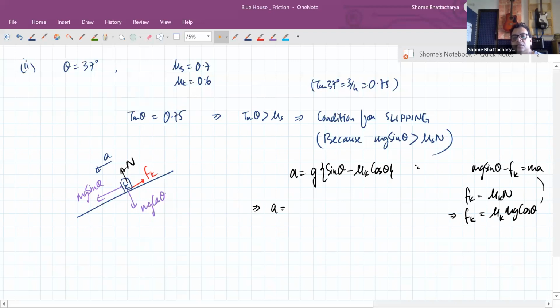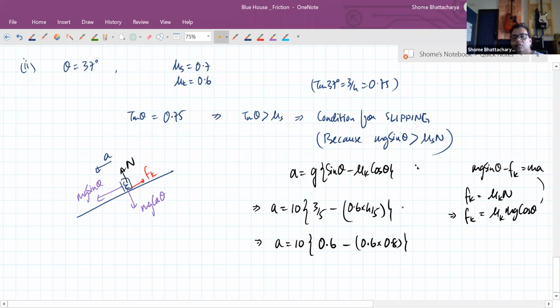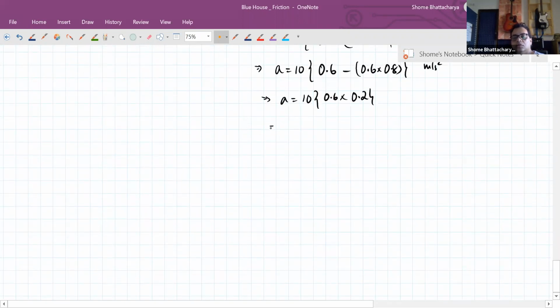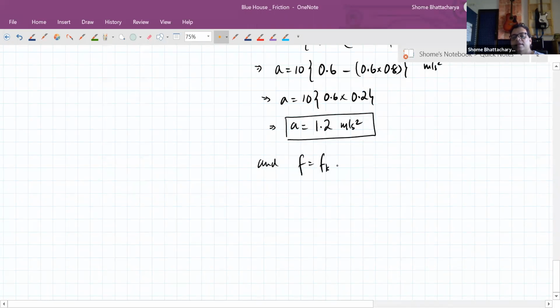So the acceleration will become 10 into sin 37, that is 3 by 5, minus 0.6 into cos 37, that is 4 by 5. So you can see that acceleration is 10 into 0.6 minus 0.6 into 0.8 meters per second square. So this will be the acceleration, and the friction acting will be kinetic friction.